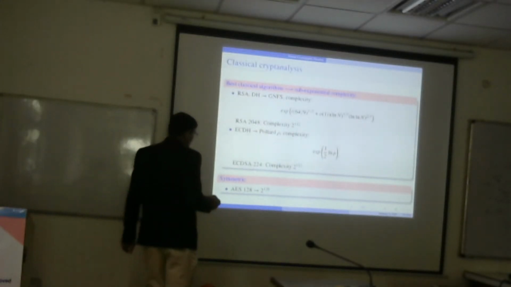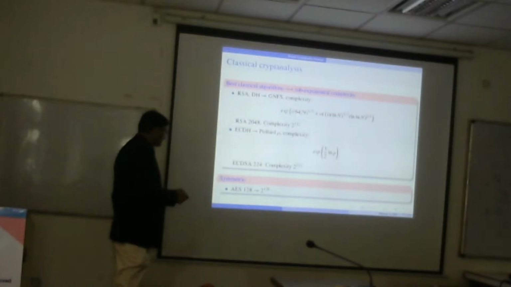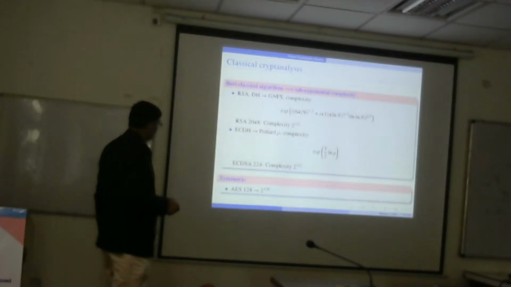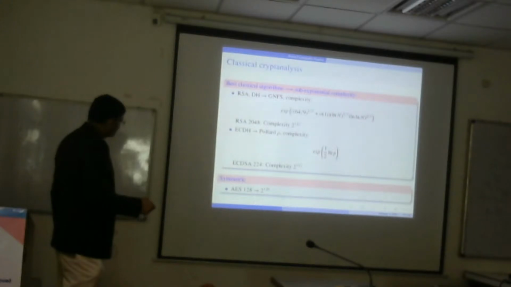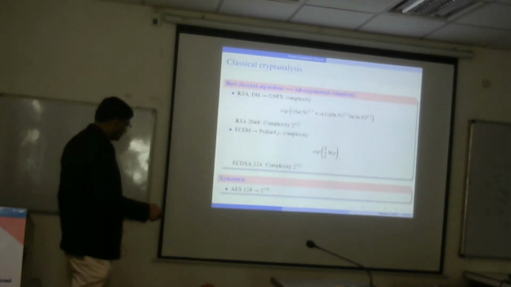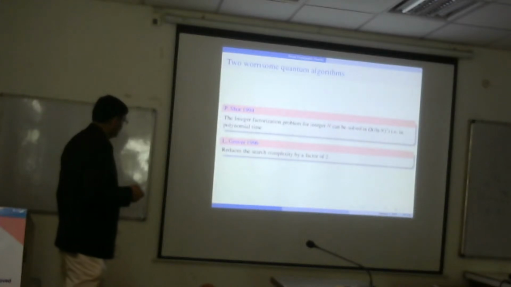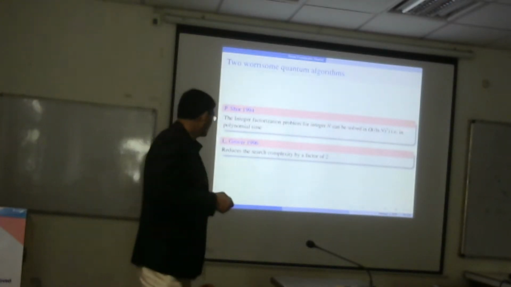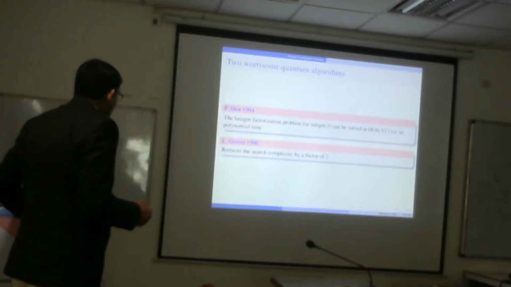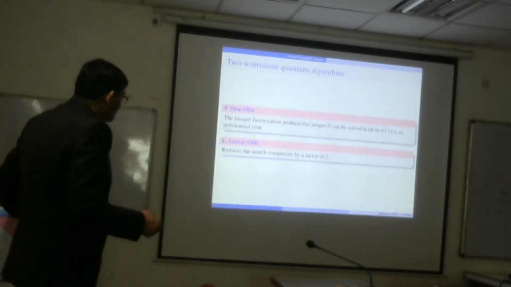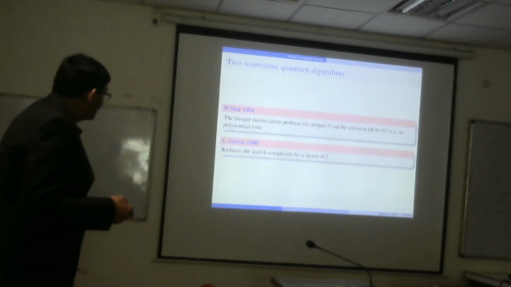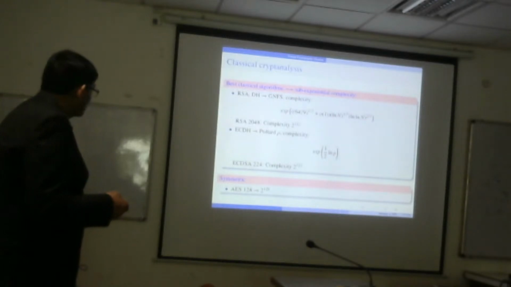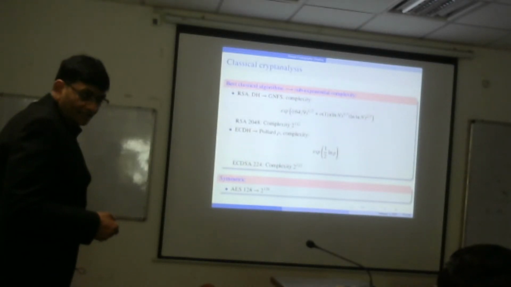Suppose we are using the elliptic curve digital signature algorithm, where the field size is 224, so it's providing a complexity of 2 to the power 112. In the case of AES, 128 bit on a classical computer provides a security level of 2 to the power 128. Now Peter Shor, this is the important algorithm. Peter Shor said the integer factorization problem can be solved in polynomial time in the size of n. So what will happen? What is the current algorithm? The current algorithm is sub-exponential, and this is the exponential algorithm.